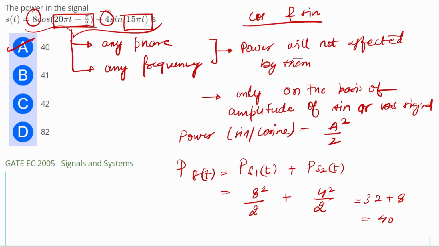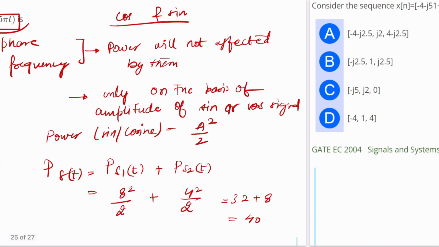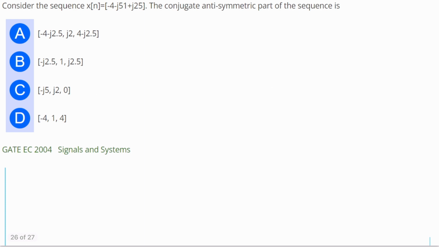If other signals are given, for example triangular and others, there is a proper chart to find the power of these specific types of signals. But if a generic function is not given, then you have to calculate it using the formula. Now moving on to the next question.